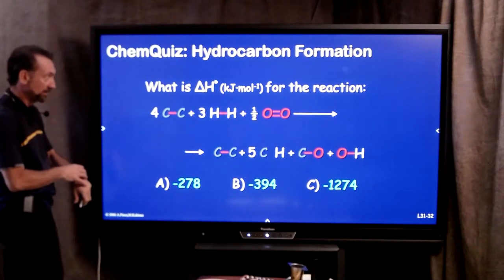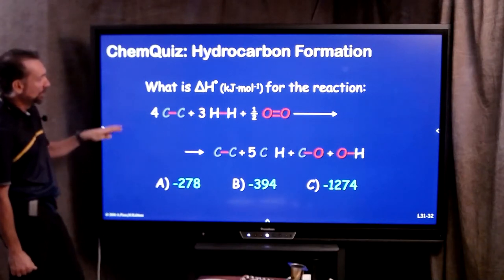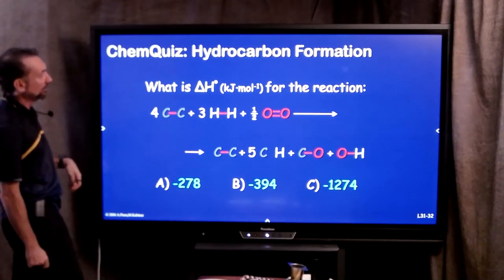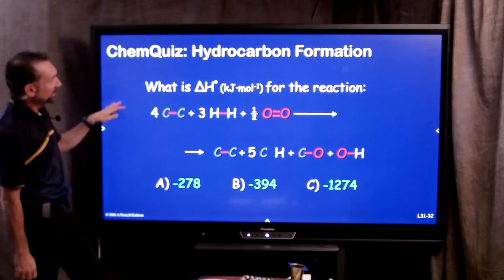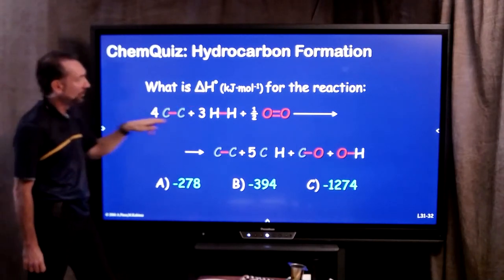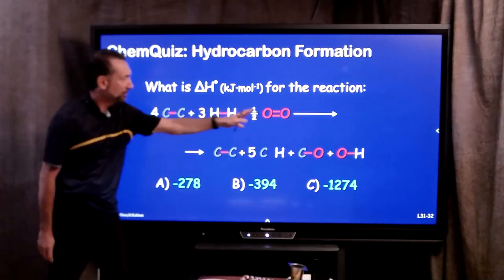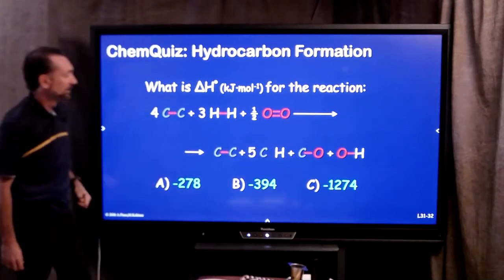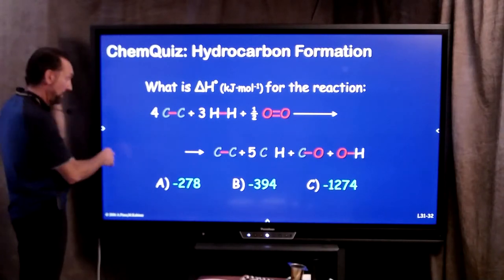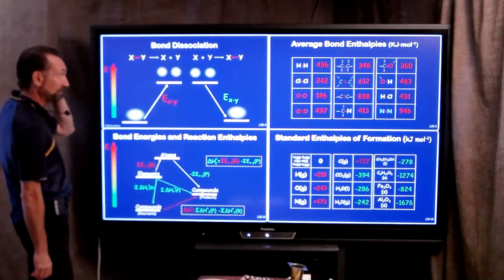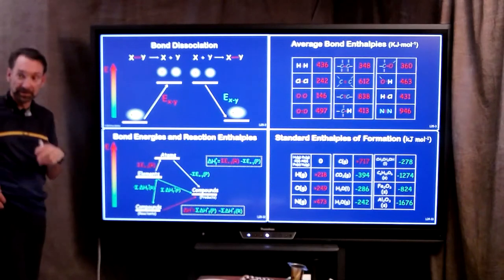With that in mind, what do you think about this? Well, you don't even need that. Well, no, you could use everything we've shown you. So what is delta H standard, kilojoules per mole, for this reaction? It's a reaction where I break some bonds and I form some bonds. What is delta H for that reaction? So start the poll, if you would. I'll give you those tables, bond enthalpies, standard enthalpies of formation. Think about that. You've got the thing in front of you.